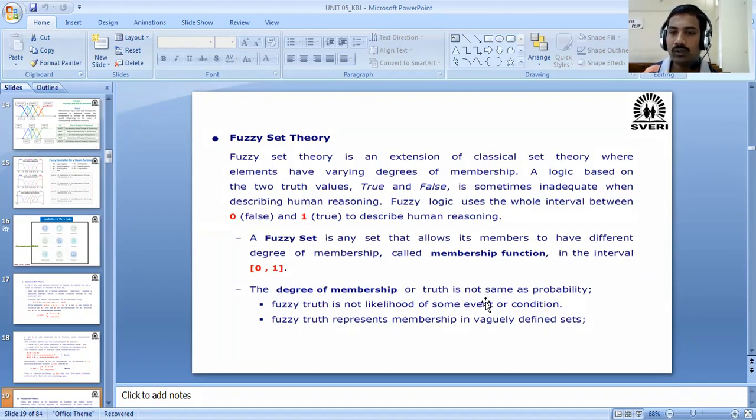The degree of membership of truth is not the same as probability. Whatever degree of membership we see, for example 0.5, does not repeat in the same way as probability. Fuzzy truth is not the likelihood of some event or condition. Fuzzy truth represents membership in vaguely defined sets.